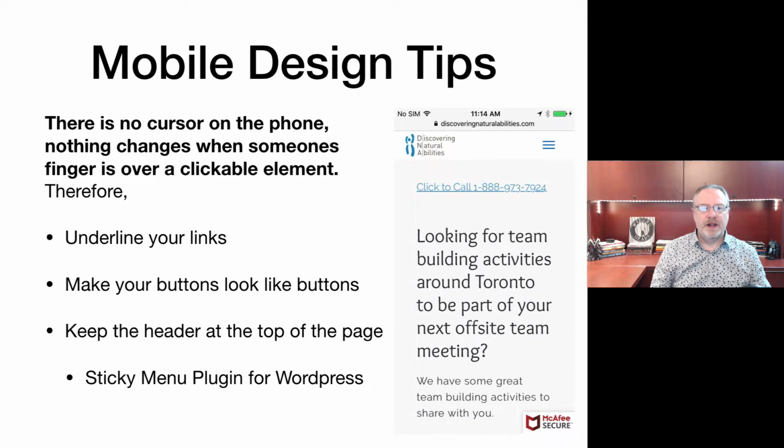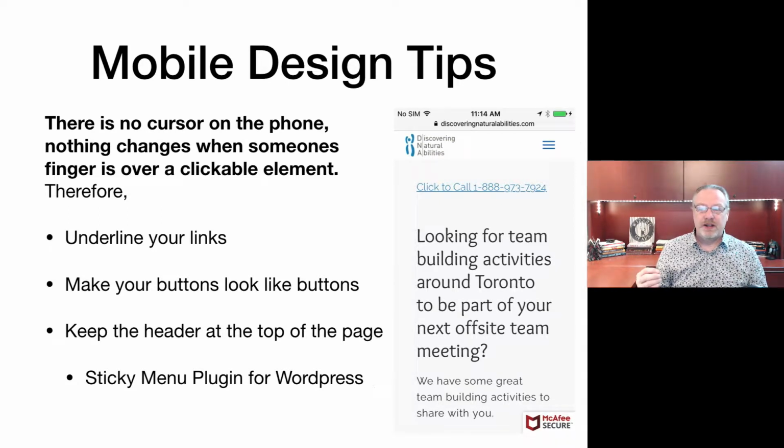The first thing you need to realize is there is no cursor on the mobile phone. So when somebody puts their finger over something on the phone screen, nothing happens. They hover with their thumb or their finger over the phone screen and nothing changes. It's not like the cursor on the desktop. Mobile devices are new to people. Not all of our users are sophisticated. Think about your mom or your dad, anybody with gray hair using a mobile device. They don't know what they can click on and what they can't click on.